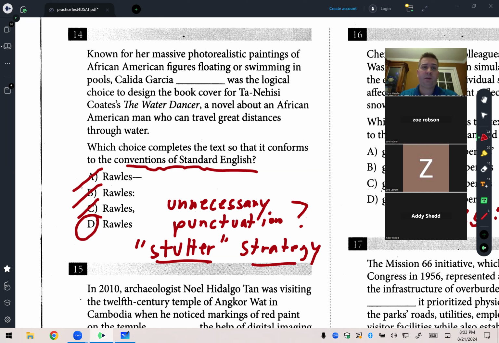I love this strategy just because it really streamlines these unnecessary punctuation questions. You might be trying to remember, okay, what's the rule for a colon? What's the rule for an em dash? Where do commas go? The clock is ticking. Just read a pause in there. You'll instantly know that, hey, there was no pause. Answer choice D. I'm on to the next question.